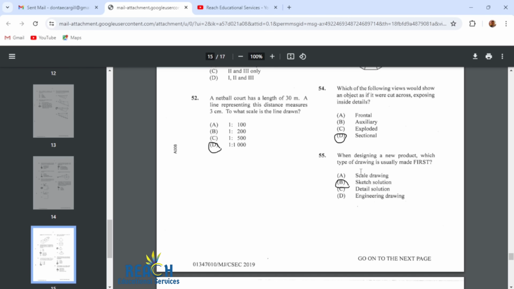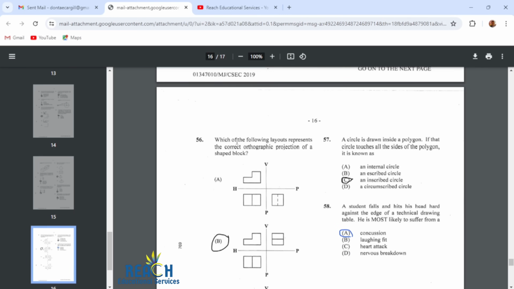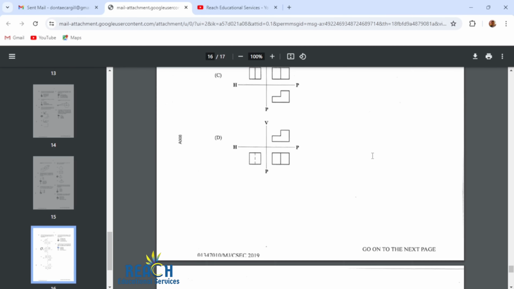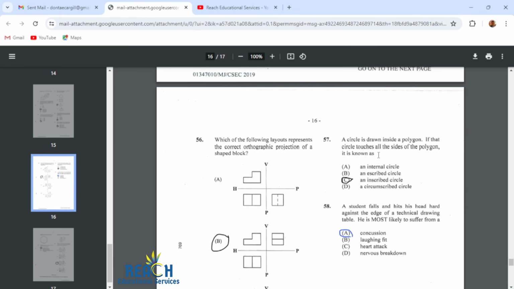55. When designing a new product, which type of drawing do you do first? That would be the sketches. 56. Which of the following layouts represent the correct orthographic projection of a shaped block? And that would be B right there. So the plan view is always by itself. Then in this case, you have the front above the plan, and then you have the end view beside the front view.